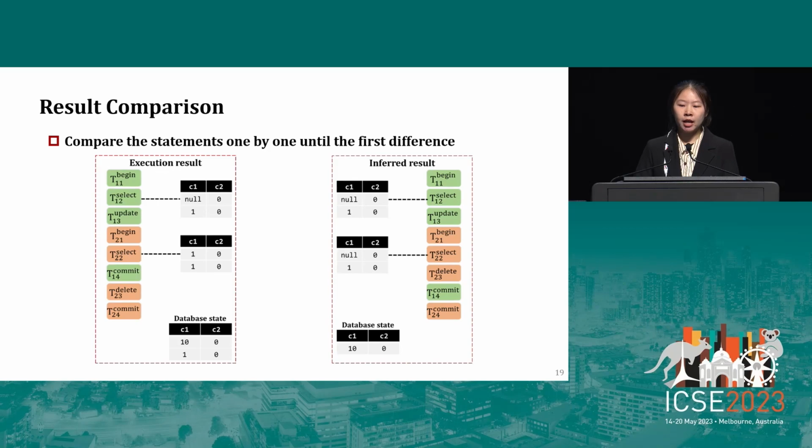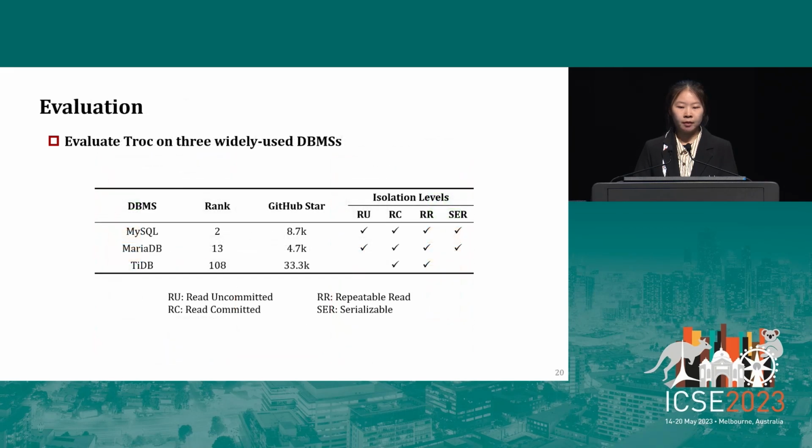Finally, we compare transactions' actual execution results with inferred execution results by analyzing their statements one by one. We can detect isolation bugs which cause incorrect query results and incorrect final database state. To demonstrate the effectiveness of our tool Choke, we evaluate it on three widely used DBMSs: MyCircle, MariaDB, and TiDB. MyCircle and MariaDB support 4 isolation levels, that is read uncommitted, read committed, repeatable read, and serializable, while TiDB supports read committed and repeatable read.